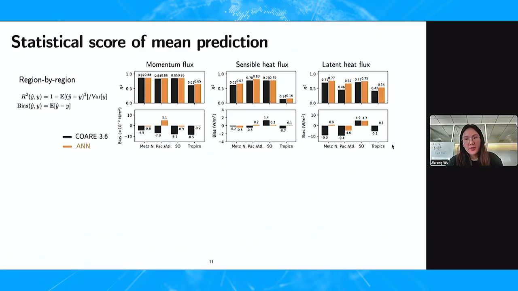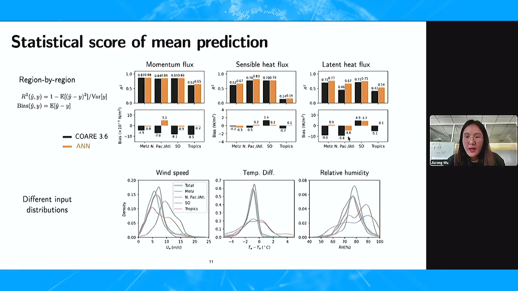So it's harder to predict these heat fluxes. And the largest improvement we've seen is for the latent heat flux. In some areas, we're able to increase the R² by about 0.2, and we see a general reduction of bias as well. And this was also discussed by another data-driven flux paper, Zhou et al.